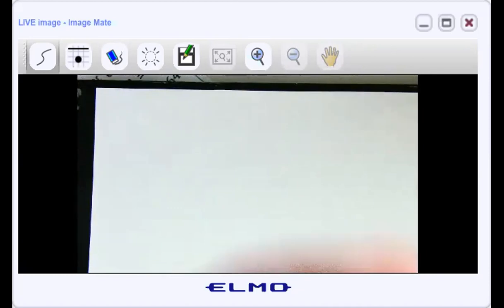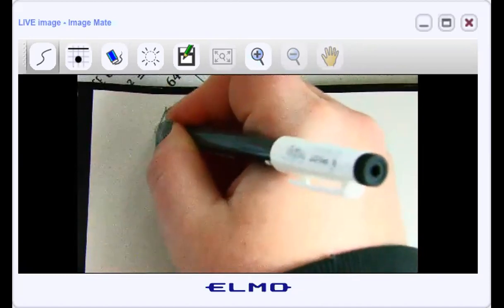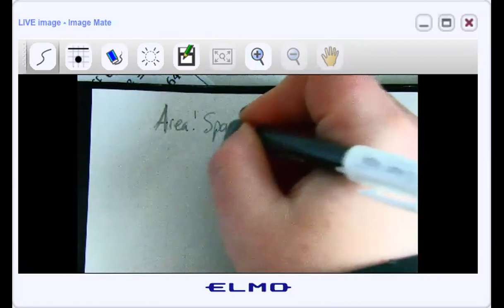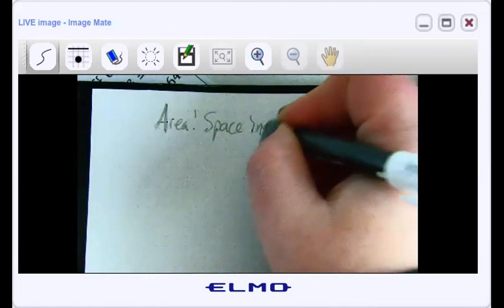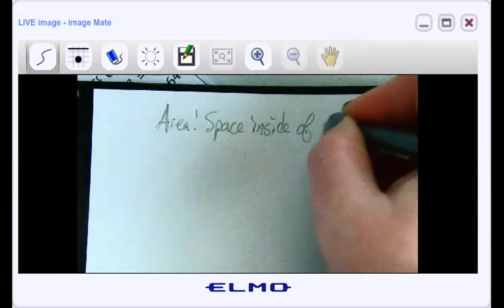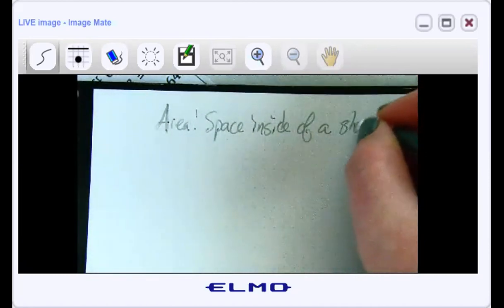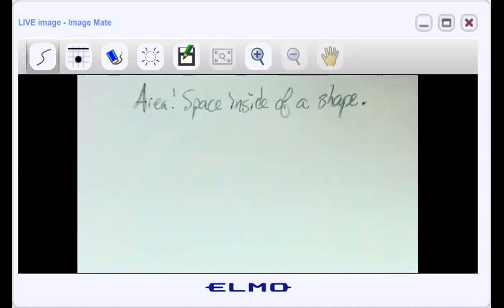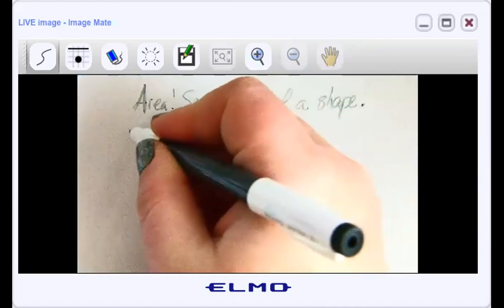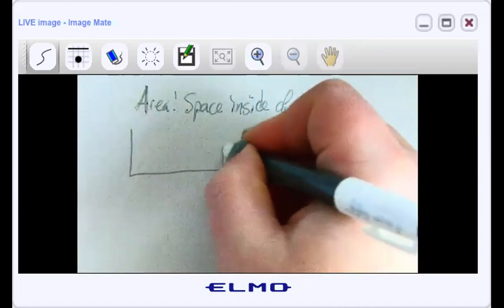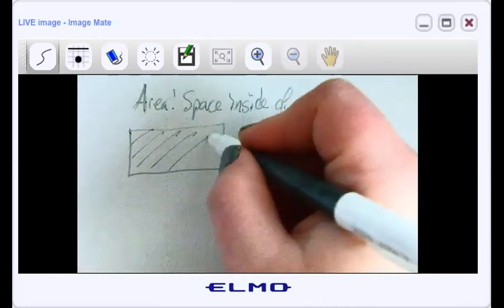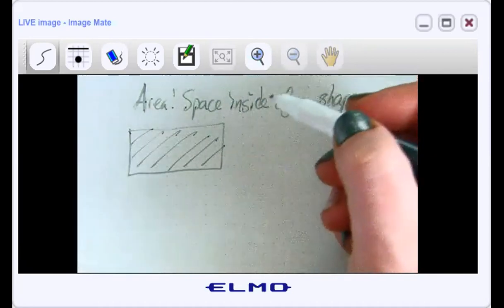Okay, so area, as you may or may not know, is simply the space inside of a shape. So when I'm talking about area of a rectangle, let's say, you're talking about all of this region. Everything that's in there.